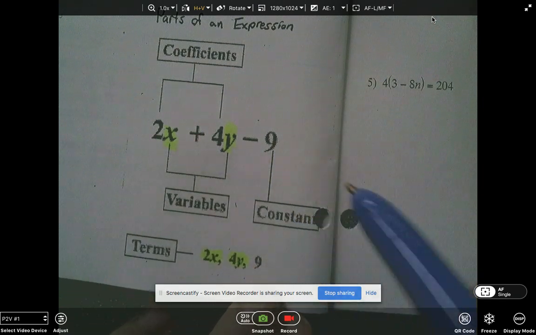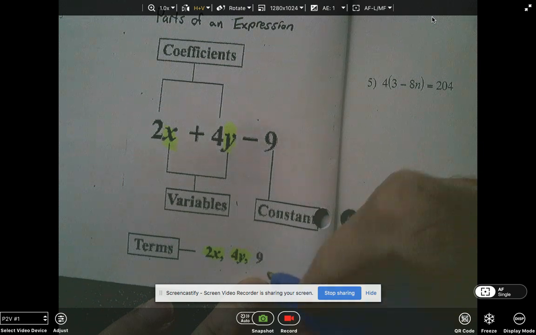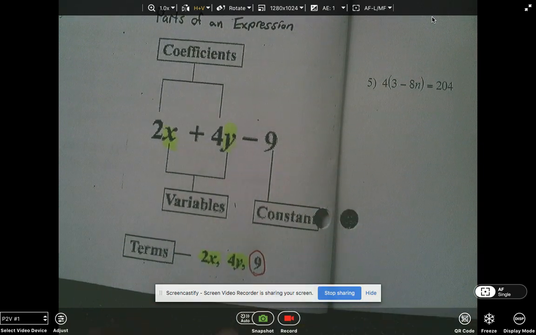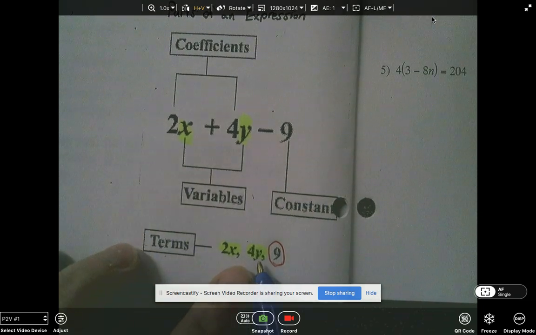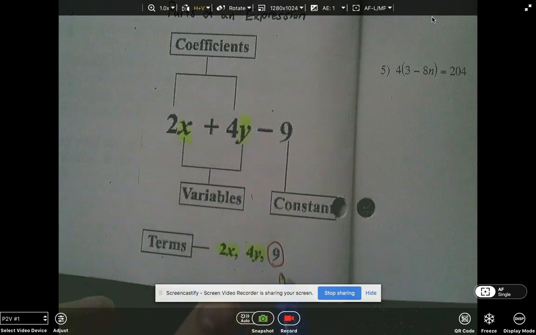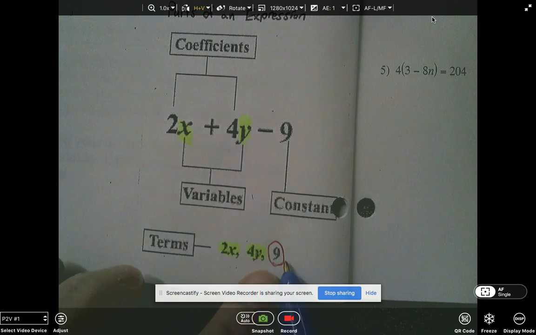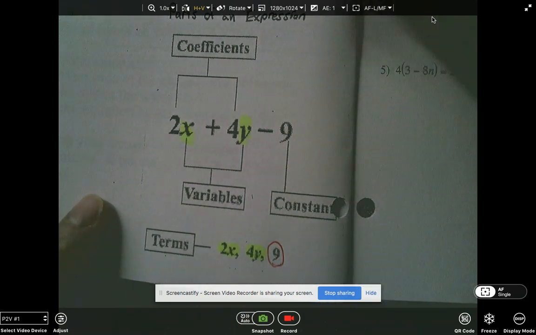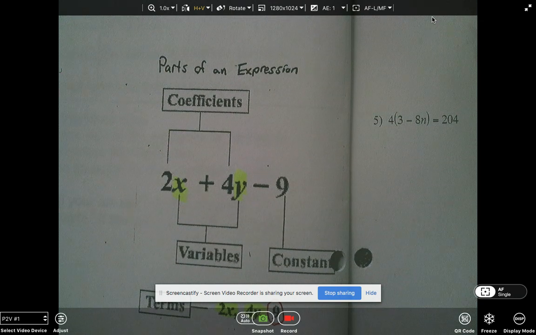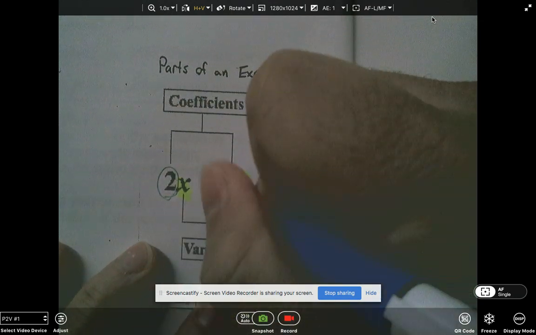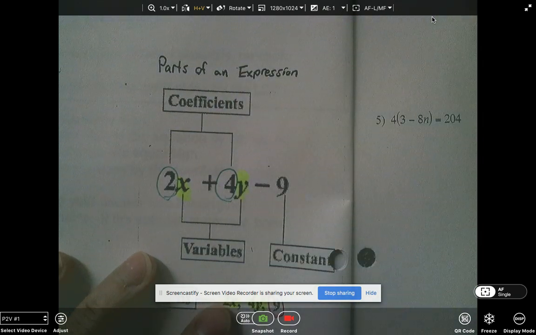So the constant term here, you would just say is 9. So there's 3 different terms in this expression, 2x, 4y, and 9, but 2x and 4y are your variable terms, and 9 is a constant term. The other thing we have here is the word coefficient. The coefficient is the number that is next to the variable, so 4 here.